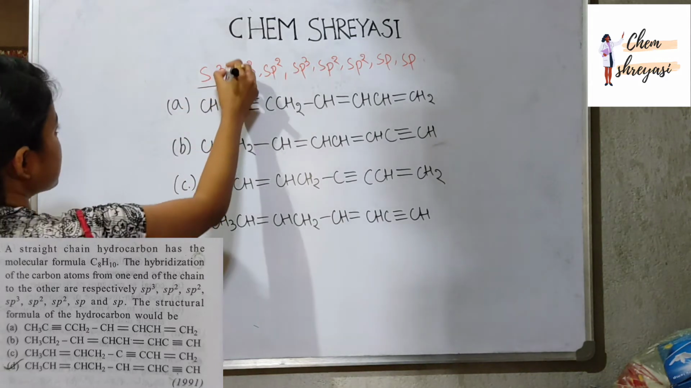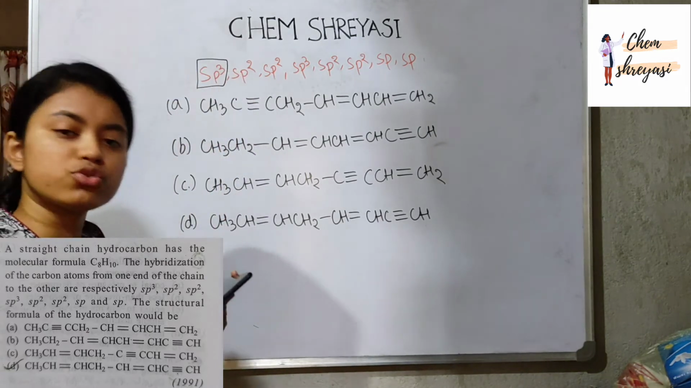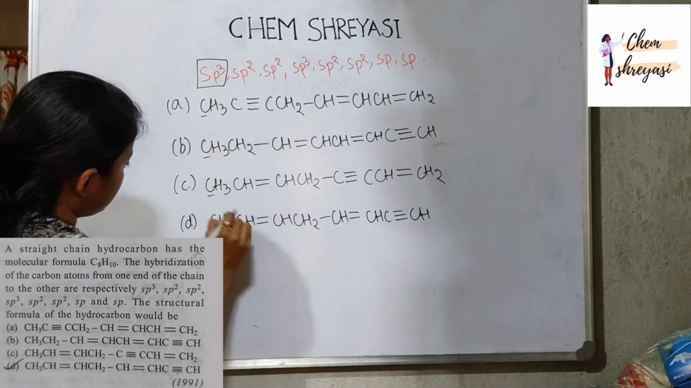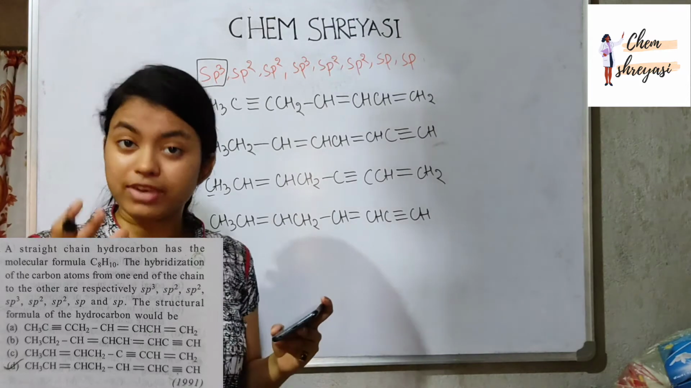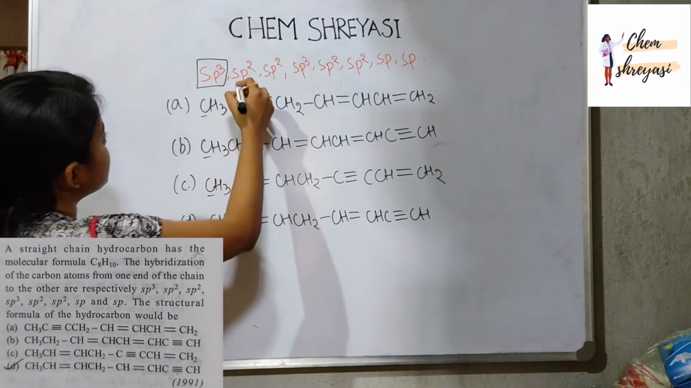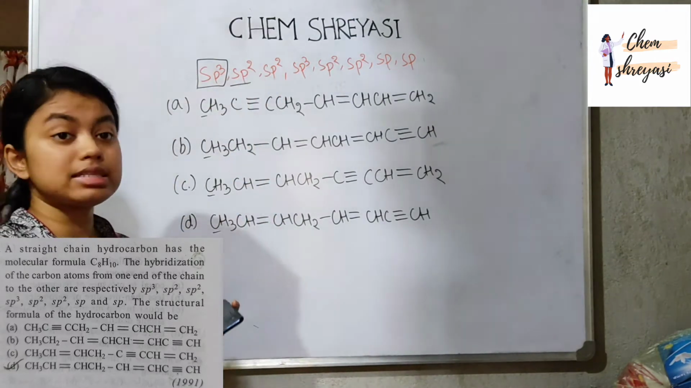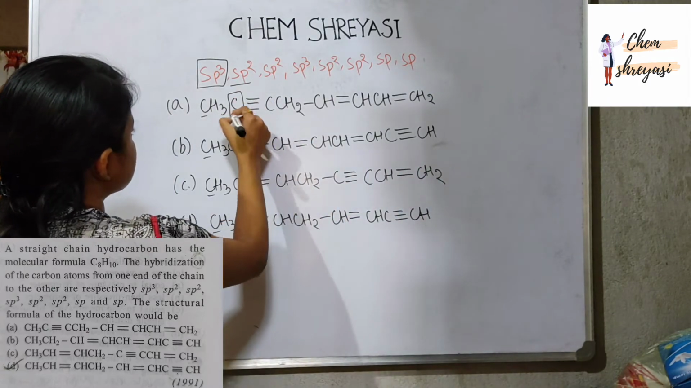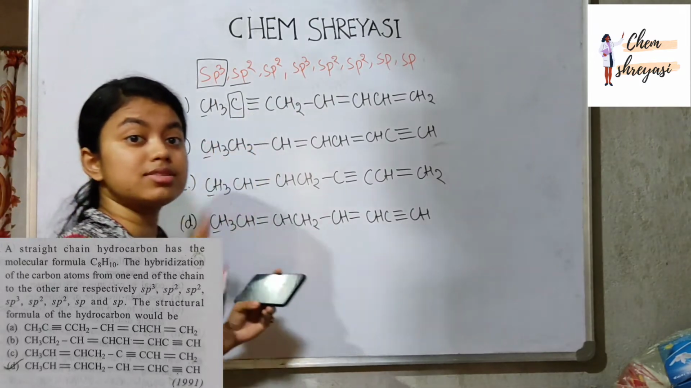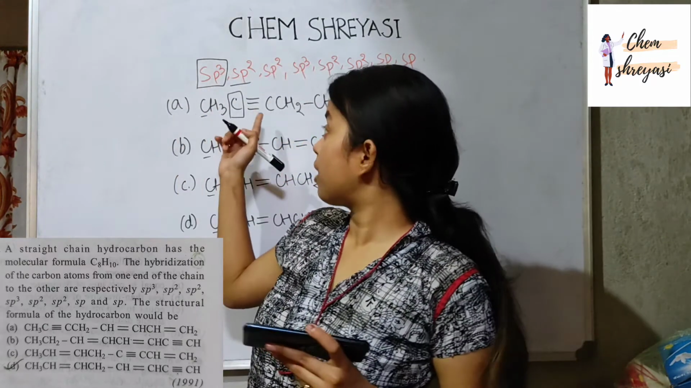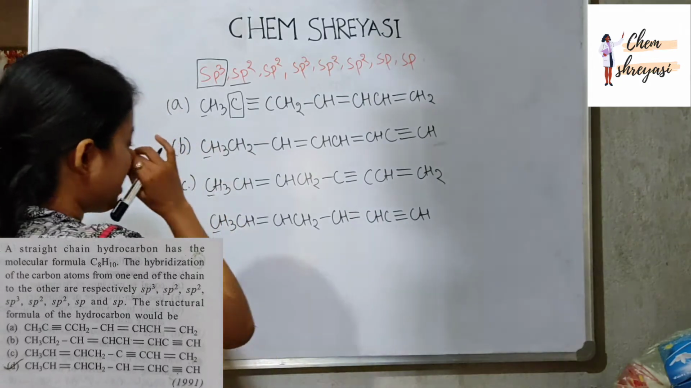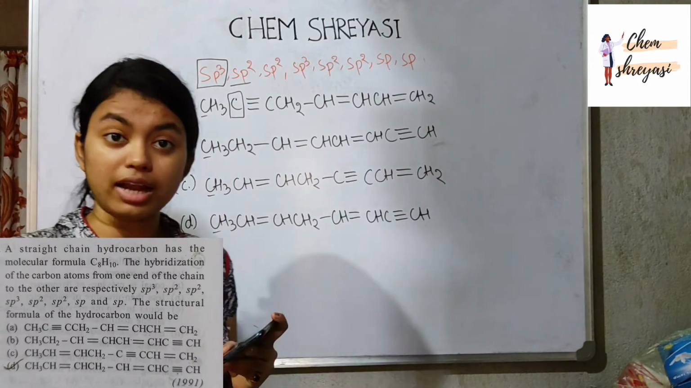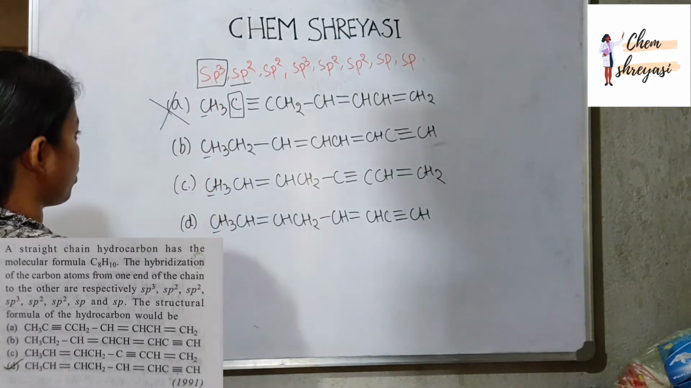So it says the first carbon must have sp3 hybridization. So in this case all of these carbons, it's CH3, so all of them have sp3 hybridization. Moving to the second, it says that it must have sp2 hybridization. So the second carbon in this case has sp hybridization because it is directly bonded with another carbon by a triple bond. So it is sp hybridization. So option A is definitely not the right answer and we can cut this out.